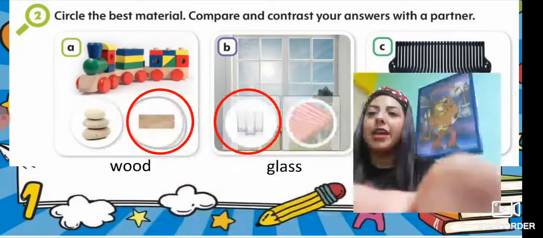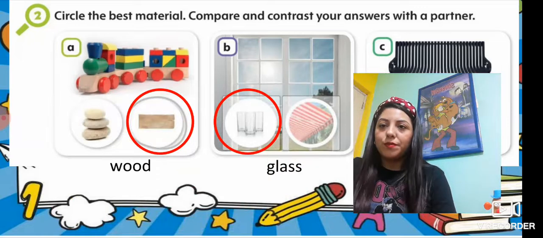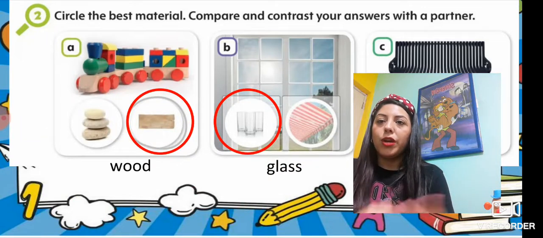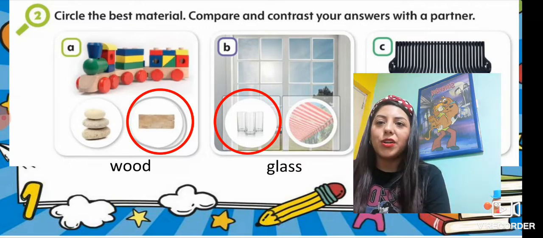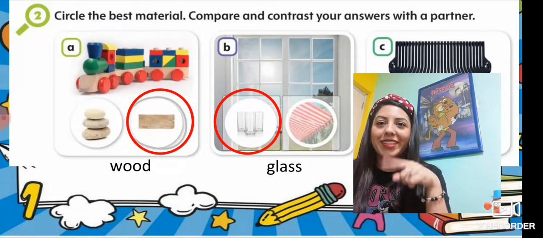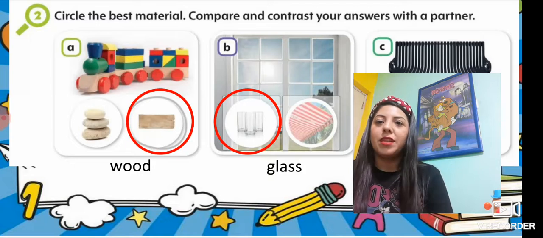In the letter A, we have 2 options. We have the wood, a piece of wood, and like a stone or a rock. In this case, you're going to circle the wood. Yes, circle the wood, please.